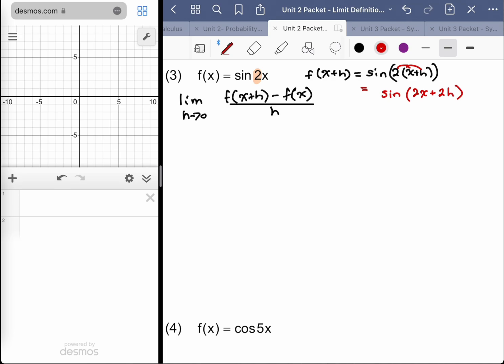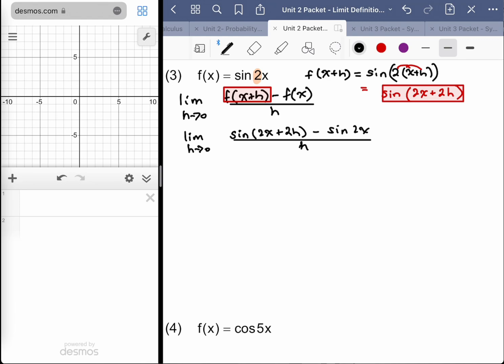So I could put that into my limit, but we're still going to have to expand that out. I'll write it in first, and then we'll do the expansion. So sine of 2x plus 2h minus sine of 2x, all over h. And we talked about this yesterday. This is a sine function, but it is a sum. Sine of the sum of two angles. So it's a sum rule for sine.